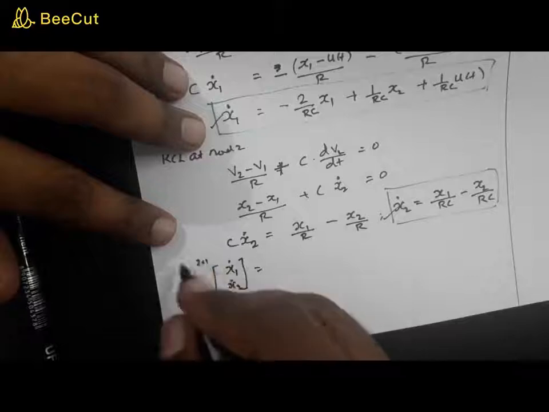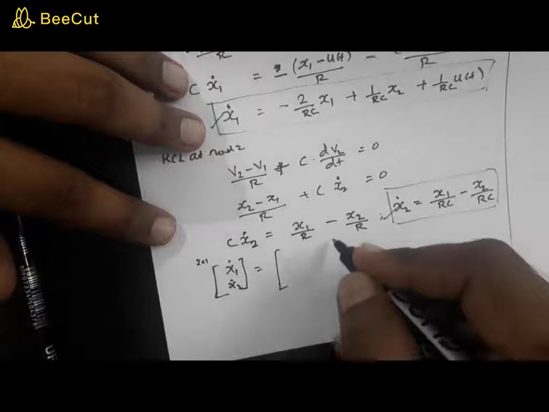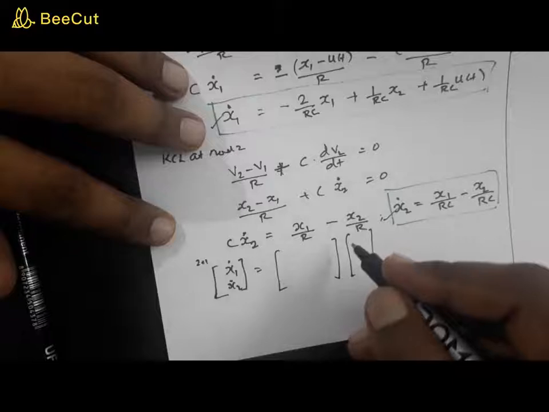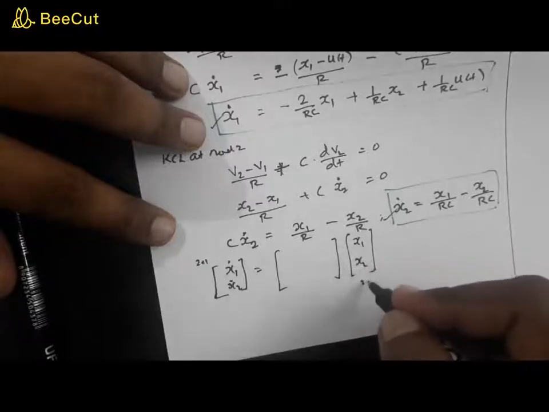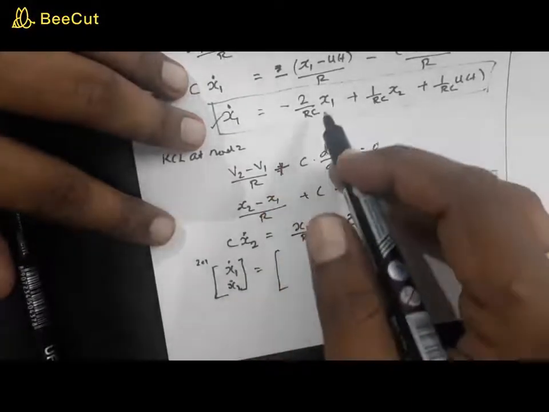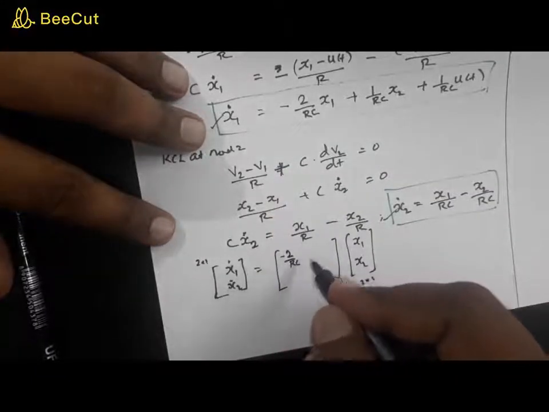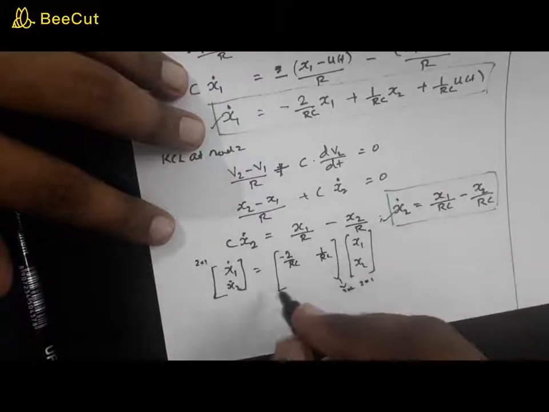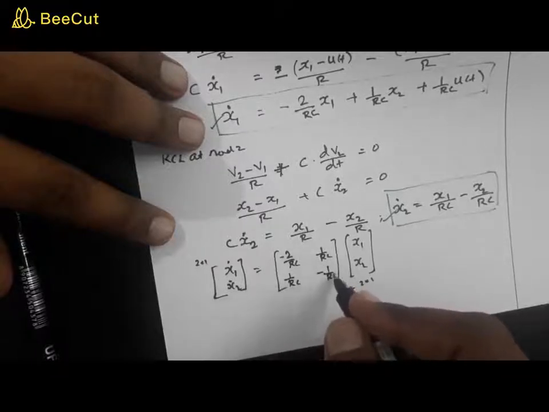You don't have to write every time. I'm just explaining, that's all. So this is equal to a big matrix into a smaller one, and what must that be? That is actually x1, x2. So this is again a 2 into 1 matrix, meaning this has to be a 2 into 2 matrix. So let us do that. The first will be minus 2 by RC. The second element will be 1 by RC. Coming to the second equation, it will be 1 by RC, minus 1 by RC, right?